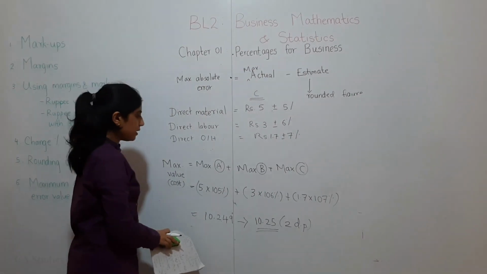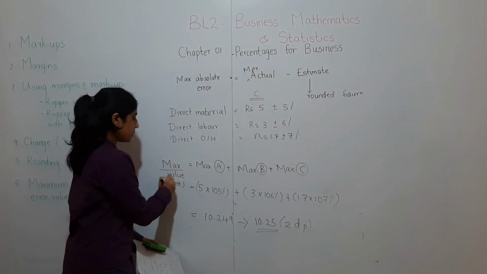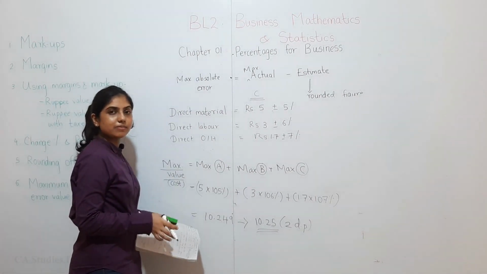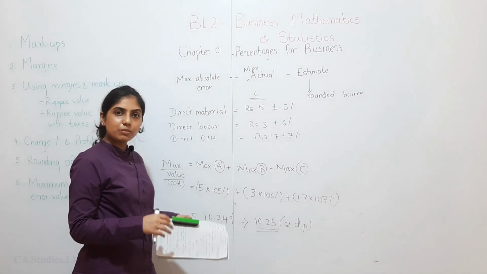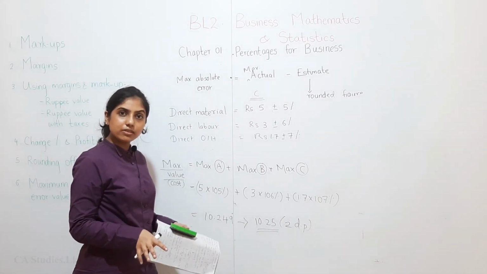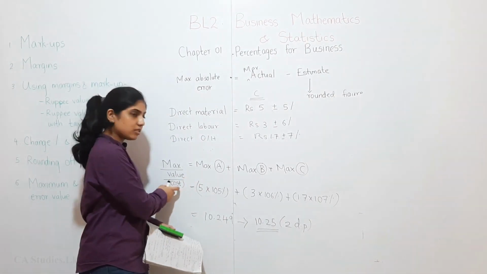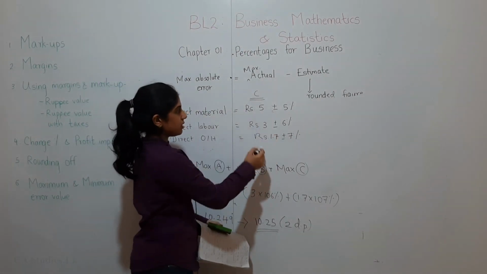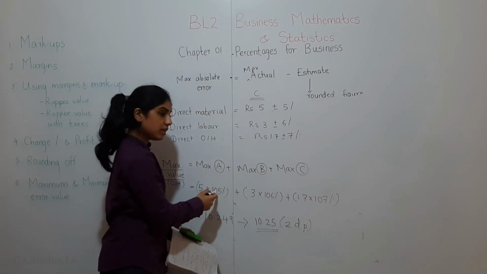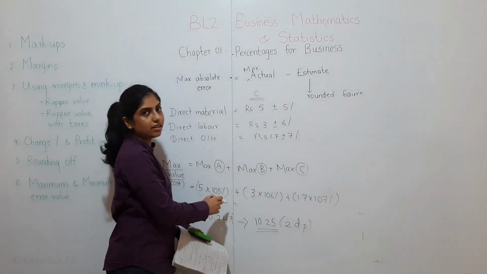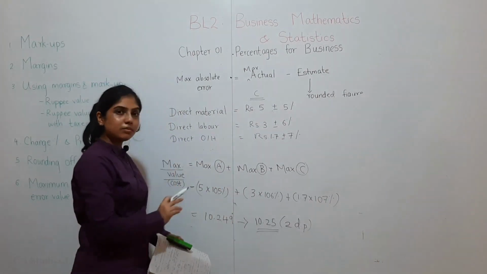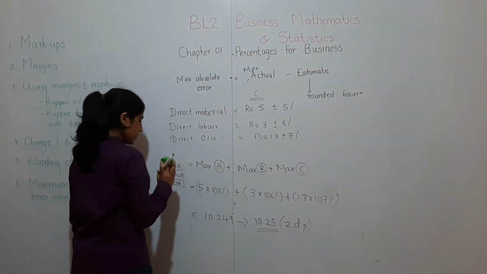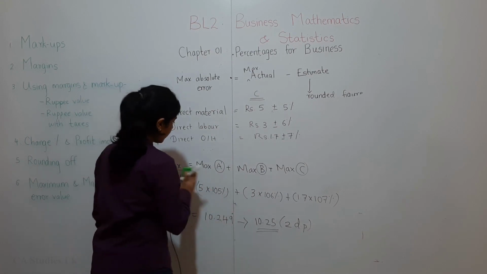Now we can use the maximum expected value to get the maximum absolute error. If they asked for the minimum absolute error, then you should calculate the minimum expected value using the minus signs here. So it will be 5 into 95%, not 105, if it is the minimum expected value. Okay, don't forget that. Now we know the maximum expected value is 10.25.